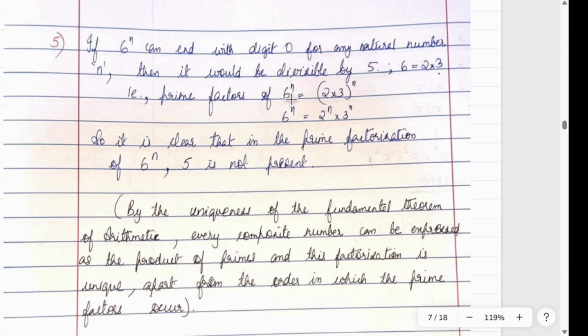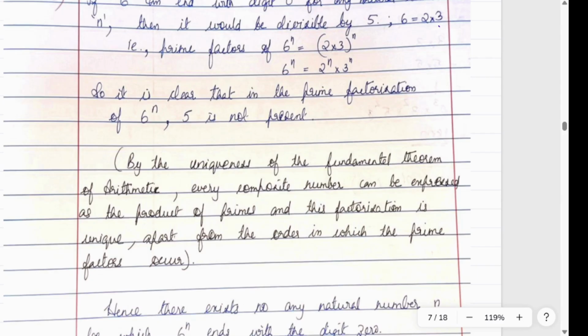That is, the prime factors of 6 raised to n: I can distribute that as 2 into 3, the whole raised to n. That is, 6 raised to n equals 2 raised to n into 3 raised to n. So from here what is clear? It is clear that in the prime factors of 6 raised to n, 5 is not present, right? This one we can prove by using our fundamental theorem of arithmetic, right?